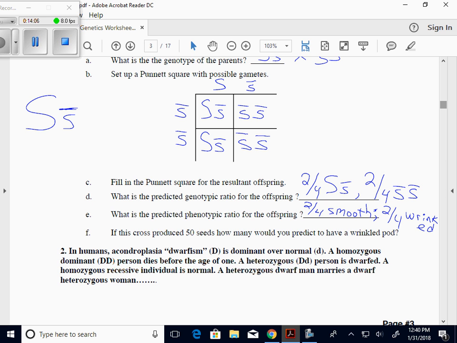Now, final question states, if this cross produced 50 seeds, how many would you predict to be wrinkled? Jonathan? 25. Excellent. How did you get 25? How many of these would be wrinkled? 2/4, right? What is 2/4? 50%, 1/2. So if we had 50 seeds, how many would we think would be wrinkled? Half of them.